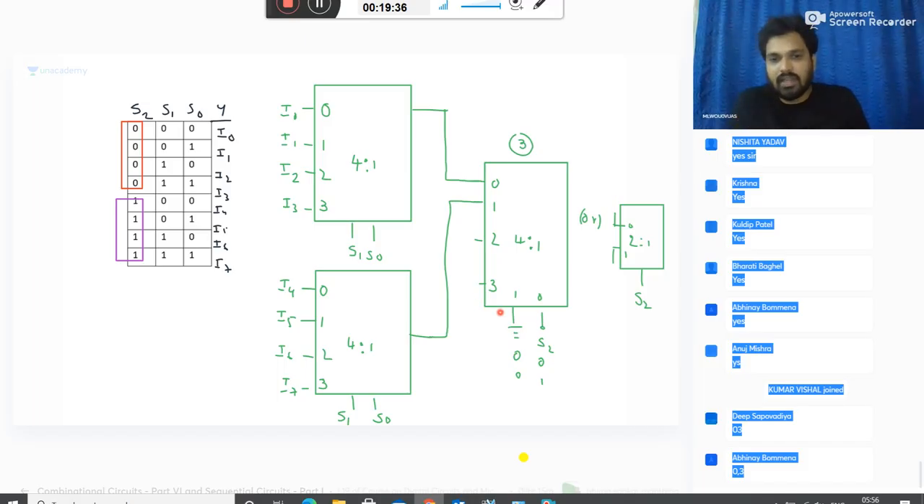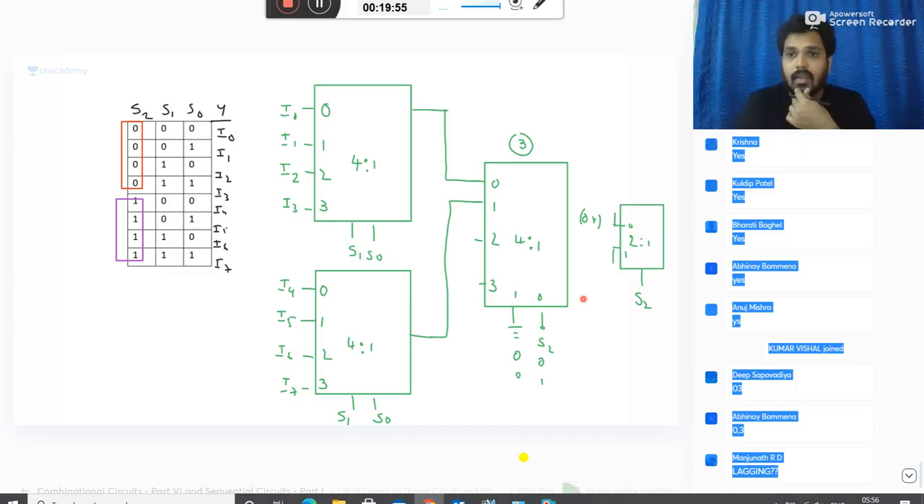Is this example clear? You have two selection inputs. One selection line is made permanently 0. And for the other selection line, I have used S2. When S2 is 0, it will select the top. When S2 is 1, it will select the bottom. That will make your job complete. If this is clear for everybody, I will move further.